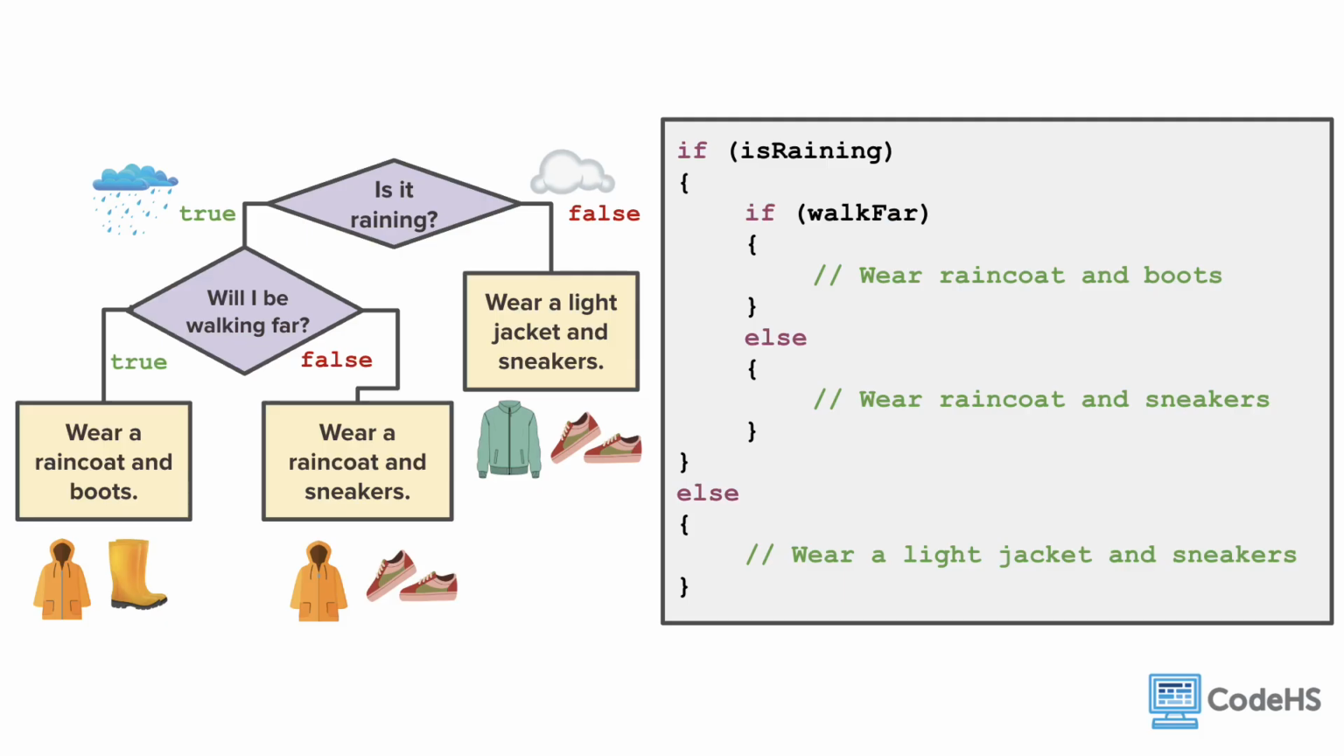Now take a look at this new modified code, where there is a nested if-else statement inside of the first if statement. If the outer if statement is true, it is raining, you can now also ask if you're going to walk far. Depending on the evaluation of that nested if statement, one of the blocks will evaluate.